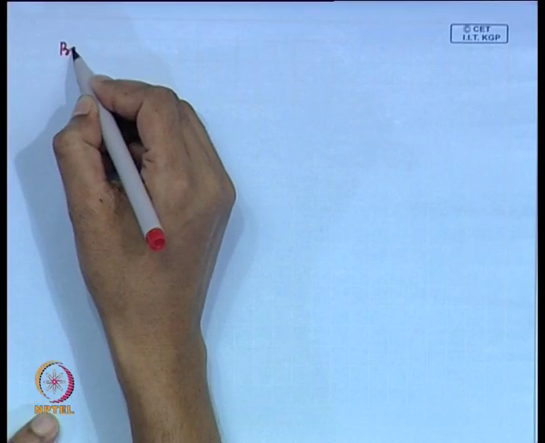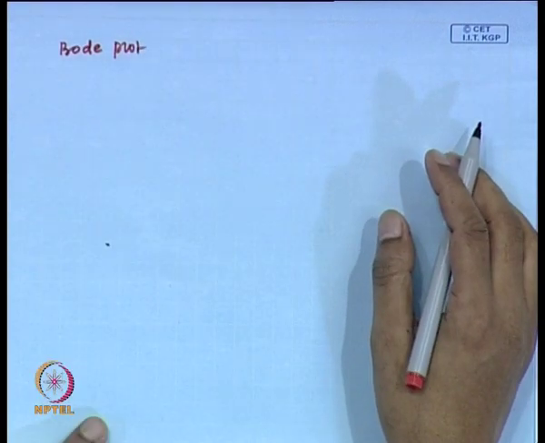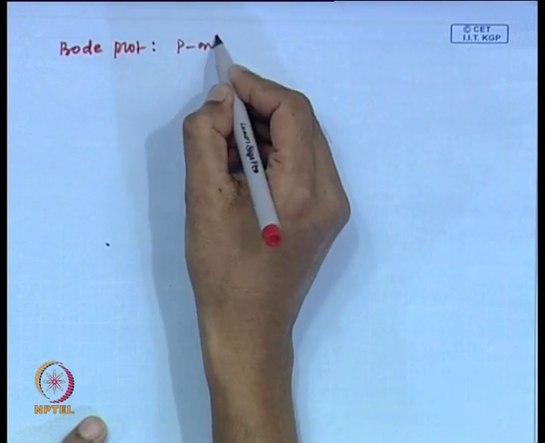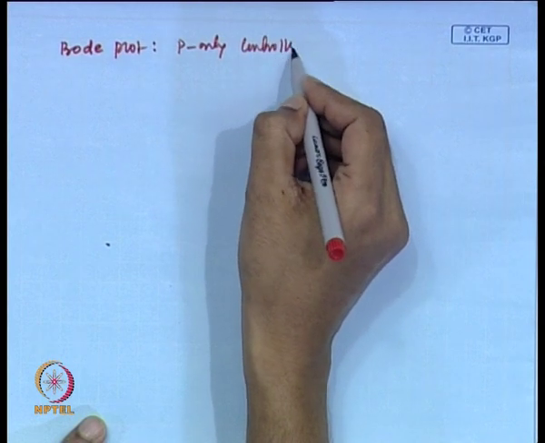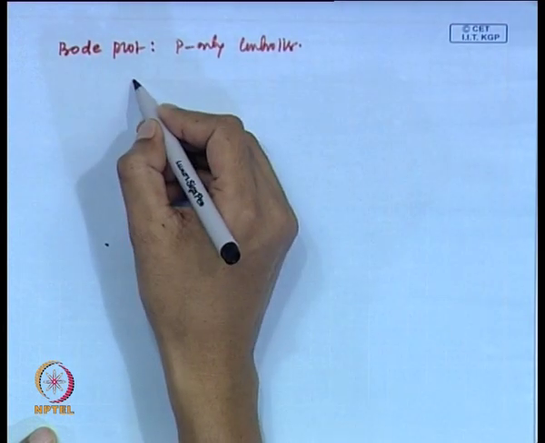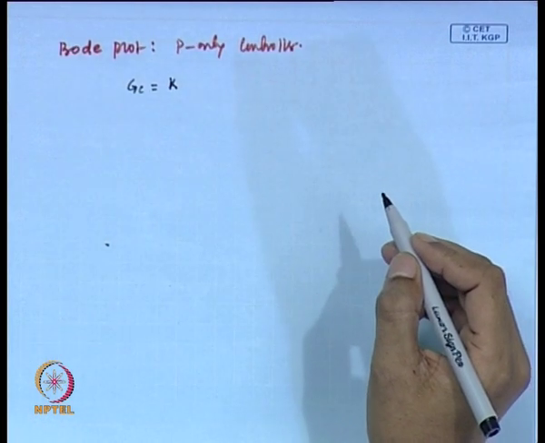In the last example, we will consider a feedback controller, and we will construct the Bode plot. So, next we wish to discuss the construction of Bode plot for a P only controller. The transfer function of a P only controller is, I mean Gc equals Kc.